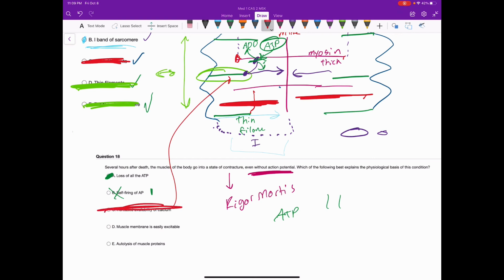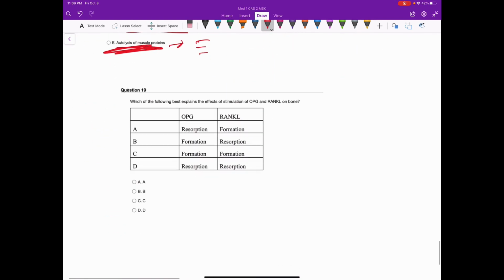Okay, muscle membrane is easily excitable. Well, it is, but if you don't have ATP or action potentials, it's not. And autolysis of muscle proteins? Well, sure, the muscle proteins can die and get degraded, but you're still going to have some muscle proteins available, so they're still going to form a contraction, so that's wrong too. So the answer is going to be A, loss of all ATP, rigor mortis.